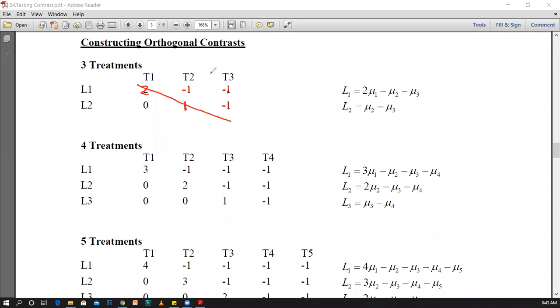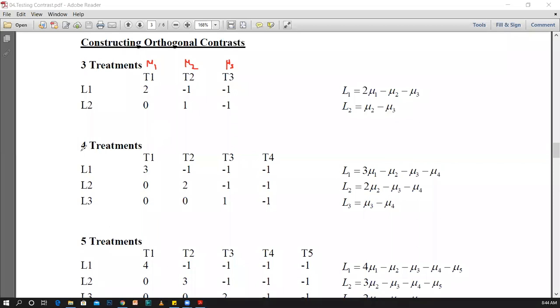Then we can define the two contrasts. Treatment 1 is associated with mu1, treatment 2 with mu2, and treatment 3 with mu3. Therefore, you can define the first contrast L1 as 2 times mu1 minus mu2 minus mu3, and the second contrast as mu2 minus mu3. If you check these two contrasts, you can show that they are orthogonal contrasts.